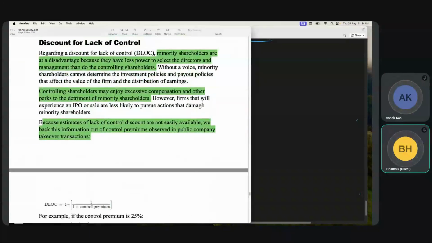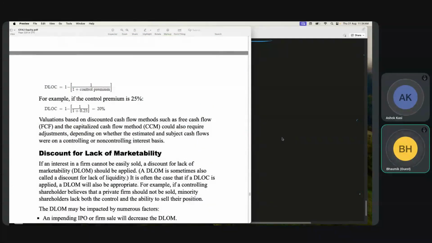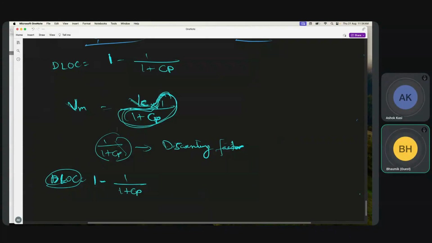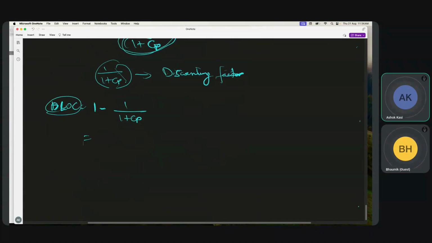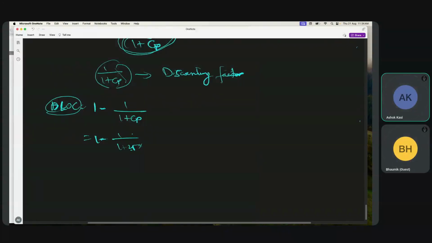Have you understood this one? Yeah. Okay, so for example, if the controlling premium is 25 percent, so 1 plus 25 percent controlling premium extra. So out of 1 rupee, this much is the controlling premium.